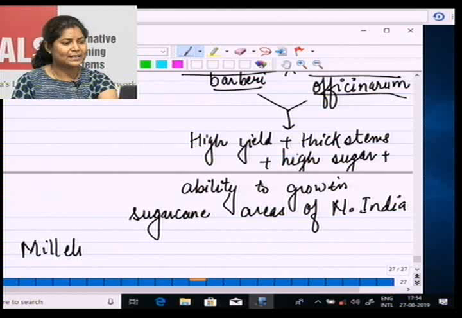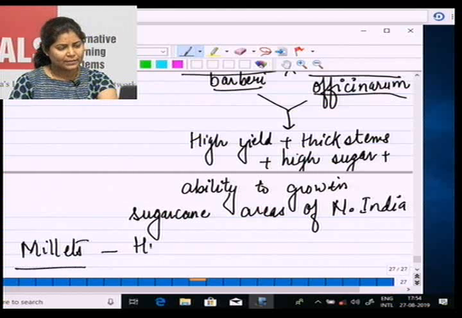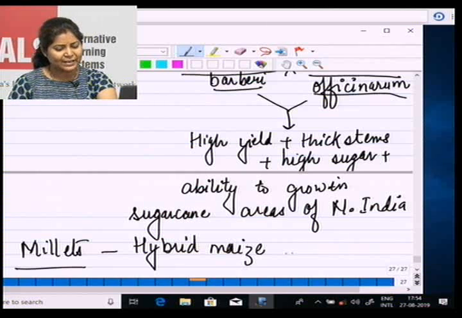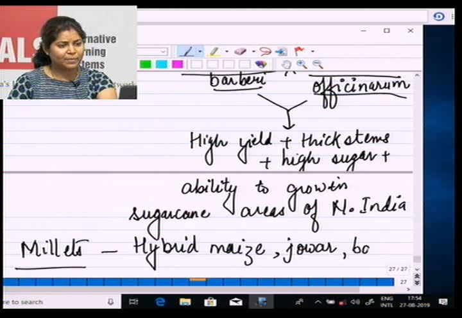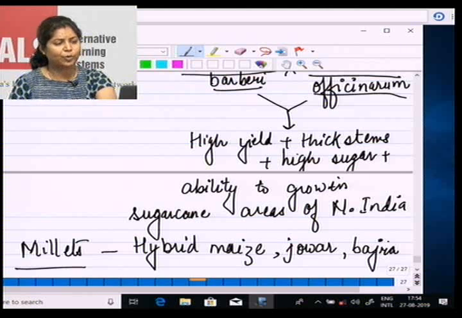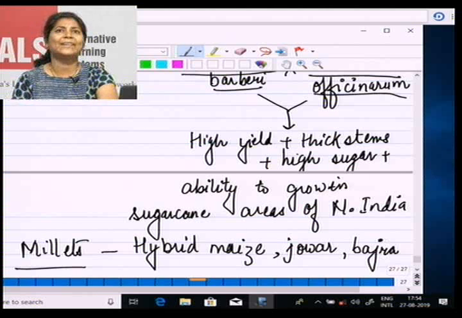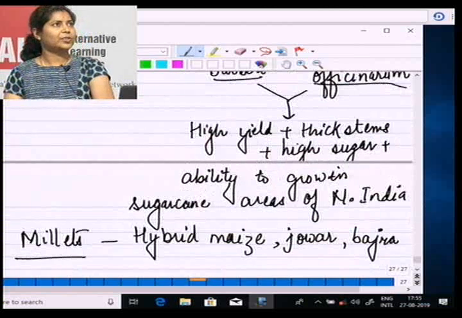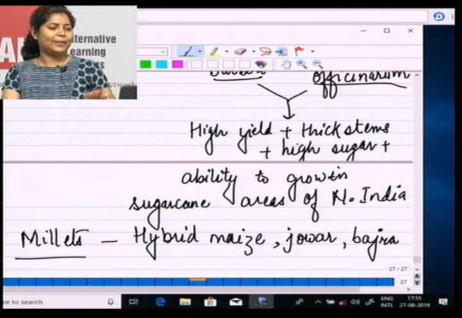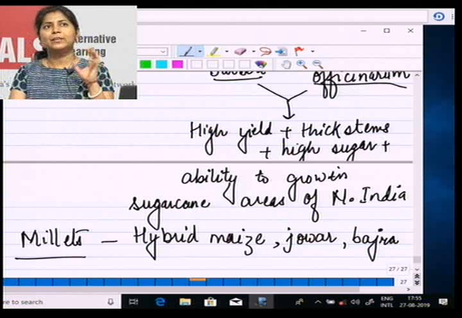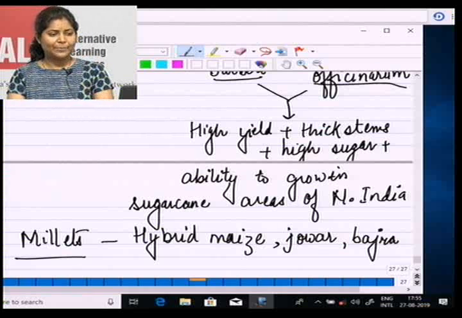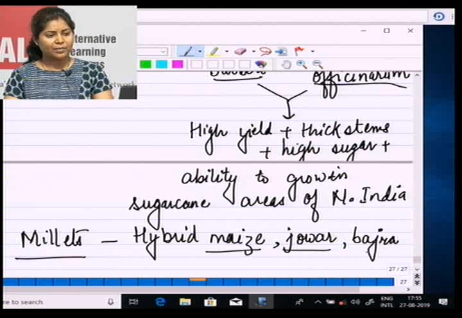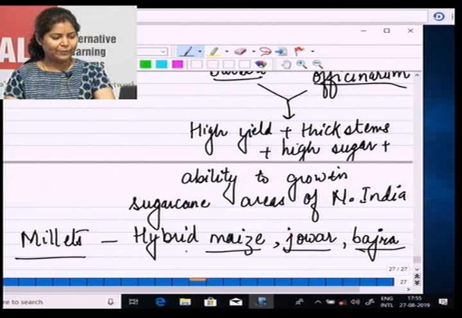Now let's talk about millets. So what are millets? Hybrid maize is a millet. I don't know how many of you know jowar. But jowar and bajra are the kinds of crops which are grown in arid regions like Rajasthan. So you will be having more of bajre ki roti. You must have heard about that. This is a kind of crop which is grown in areas where the soil has less moisture content. So hybrid maize, jowar, bajra have been developed in India.